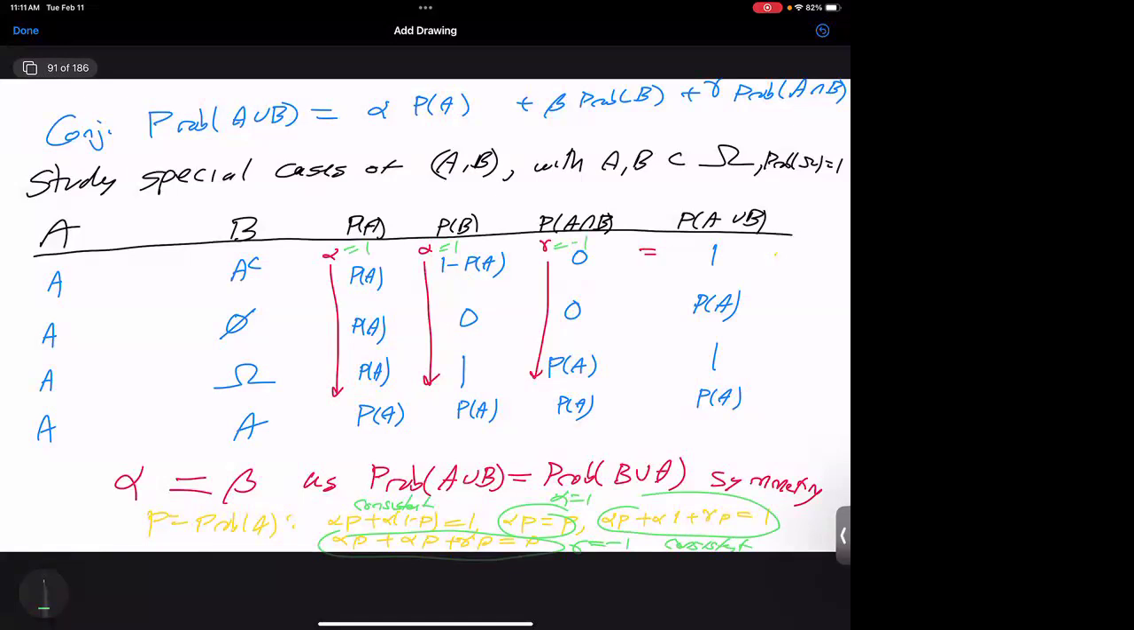This is not a proof, but we now have a conjecture for what the probability of A union B should be in terms of the easier events. And this is one of the things I really want you to get out of this class, is how to make conjectures like this. All right, so this is a good place to stop.